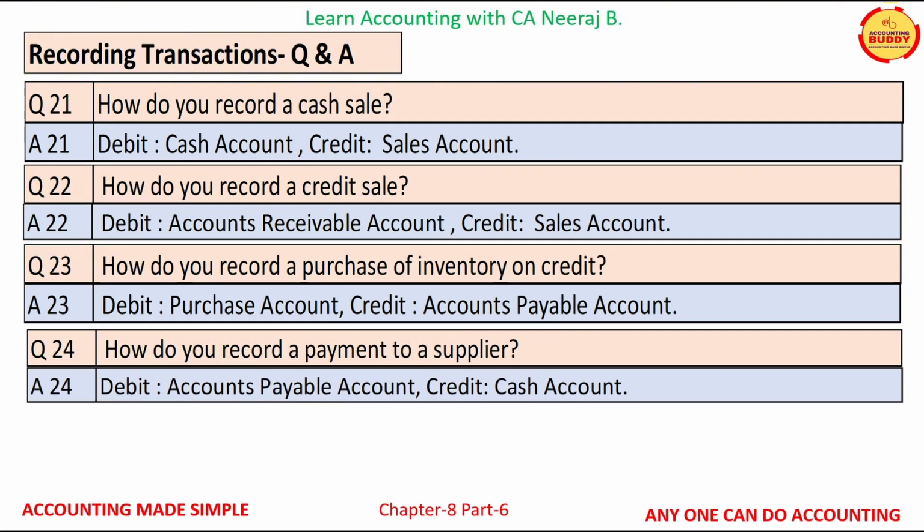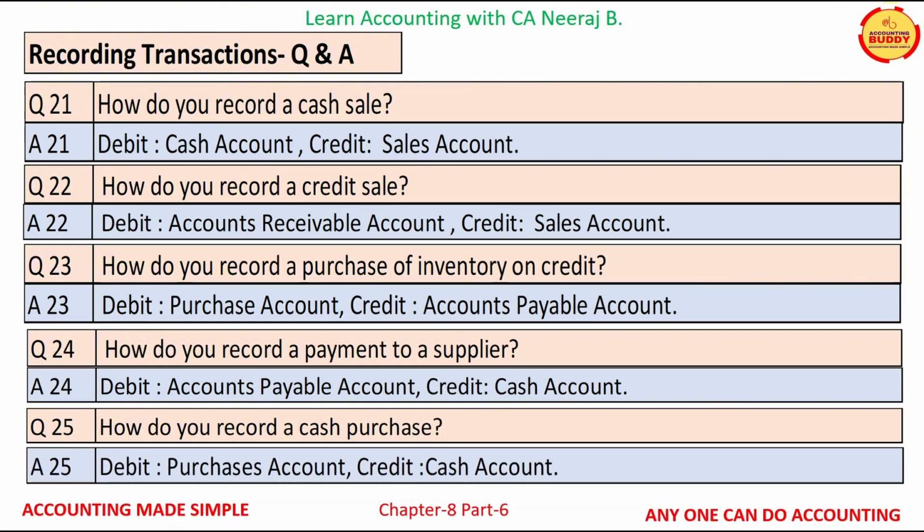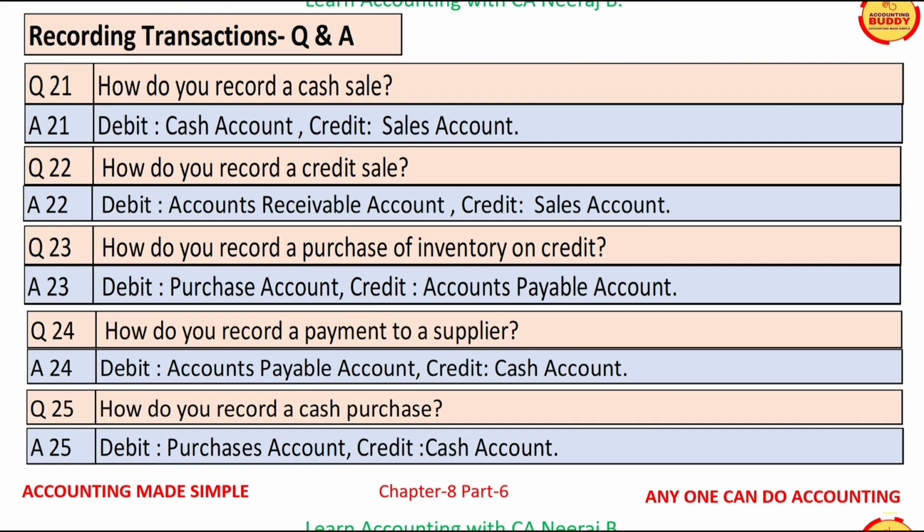The answer is debit accounts payable account and credit cash account. Question number 25. How do you record a cash purchase? The answer is debit purchase account and credit cash account.